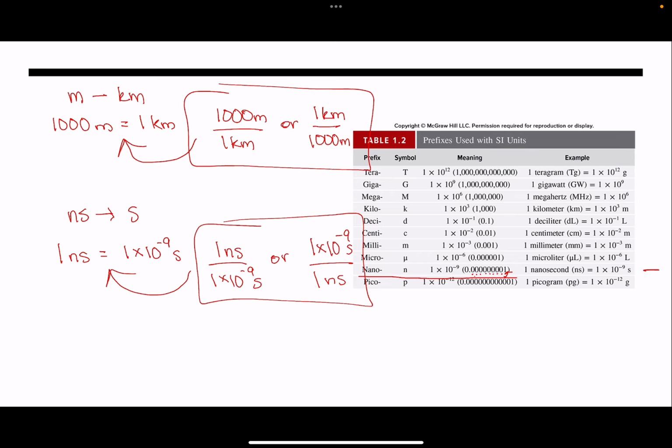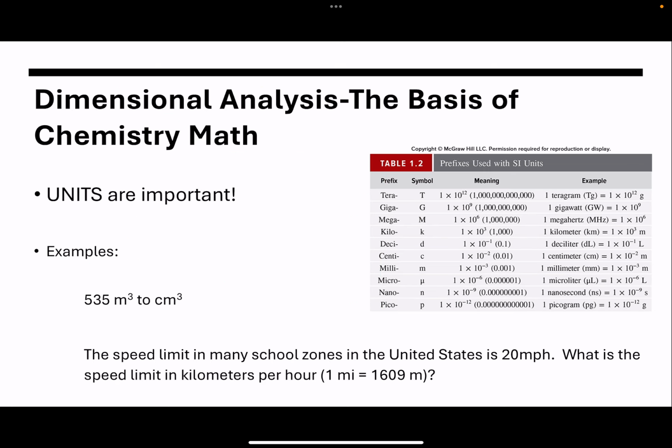So let's look at how to do a couple of conversions. We'll start with some simple ones and then we'll do a couple of longer examples where you might use more than one conversion factor. So again, dimensional analysis, the basis of chemistry math, is using conversion factors to do conversions or different problems. And again, remember, units are important. So for instance, we have here 535 cubic meters, and we want to convert this to cubic centimeters.